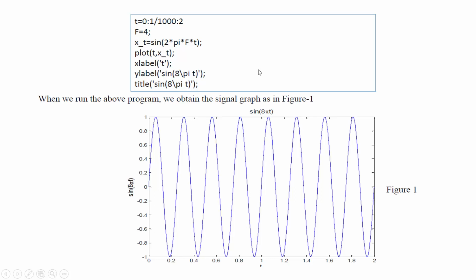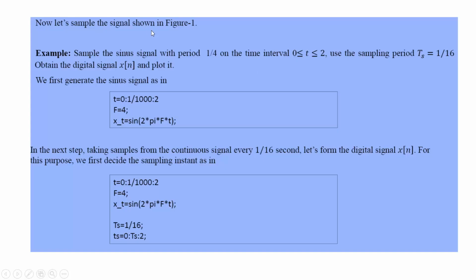So this is the sine drawing of the sine wave using MATLAB. Now we have to sample this sine wave. The same specifications are given. We need to sample the sine wave with a period of 1 by 16 and obtain the digital signal and plot it. Let's see how to do this. So this is the sine wave generation.